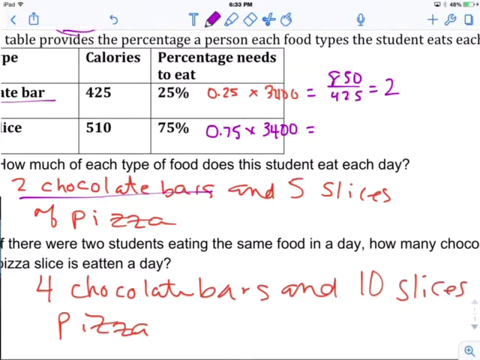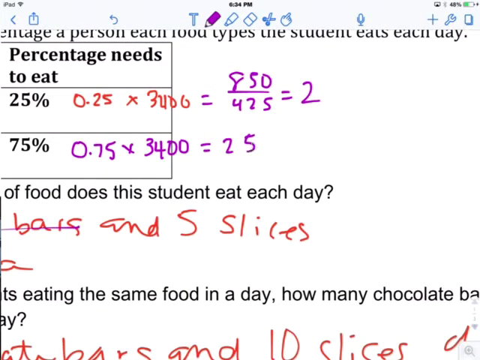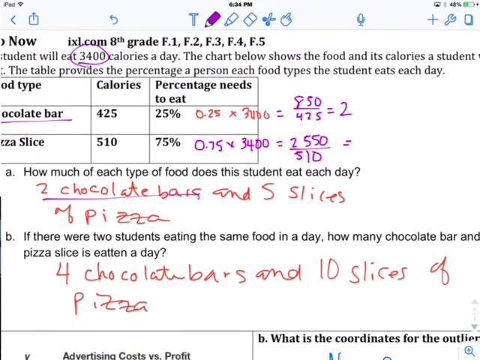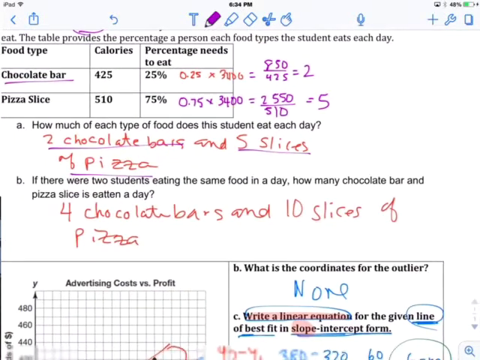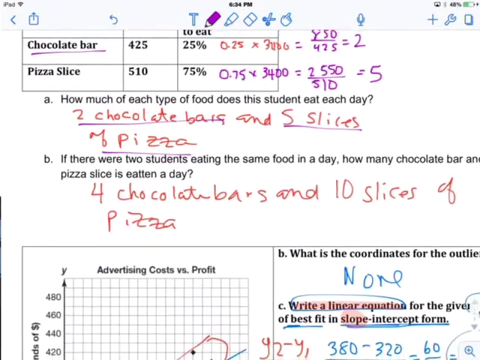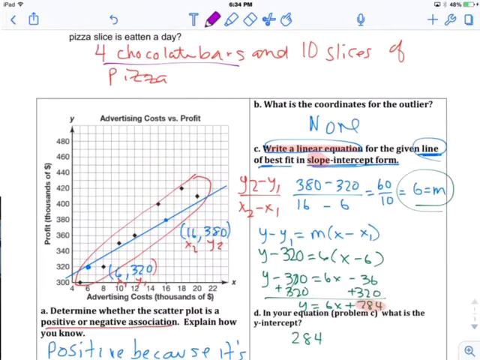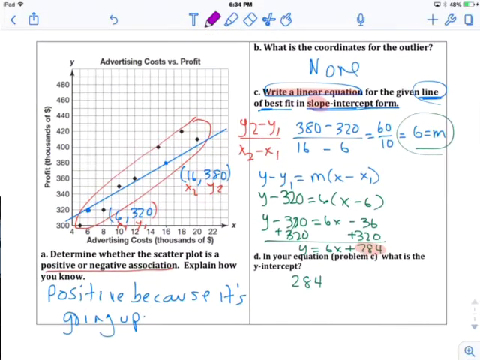And then multiply that one. 400 times 0.75. I'm doing it on a calculator if you see that. You get 2,550. Divide that by 510. You get 5. Yeah, that's 5 slices of pizza. If there's 2 students eating the same thing, it's 2 chocolate bars and 10 slices of pizza. Self-explanatory.